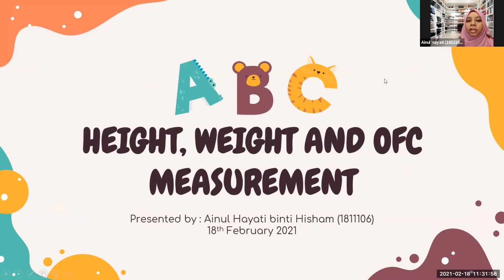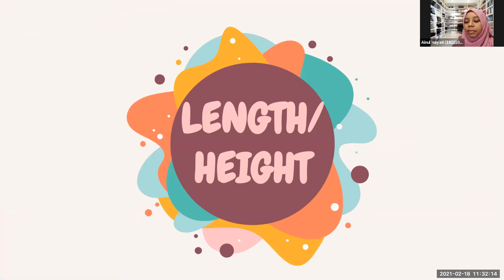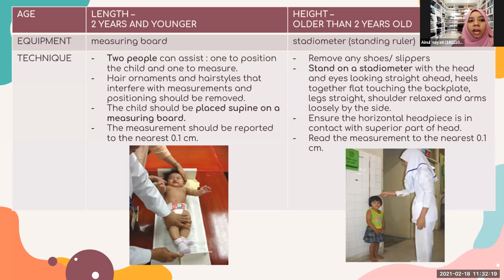Okay, so Bismillahirrahmanirrahim. Assalamualaikum warahmatullahi wabarakatuh. I am Ainul Hayati Mutisham with mentoring number 1811106, and I will be presenting about how to measure the height, the weight, and the OFC, the occipitofrontal circumference or the head circumference of pediatric patients. So first of all, the length or the height. Basically, for children 2 years old or younger, we should measure the length because they cannot stand properly. For children older than 2 years old, we should measure the standing height.